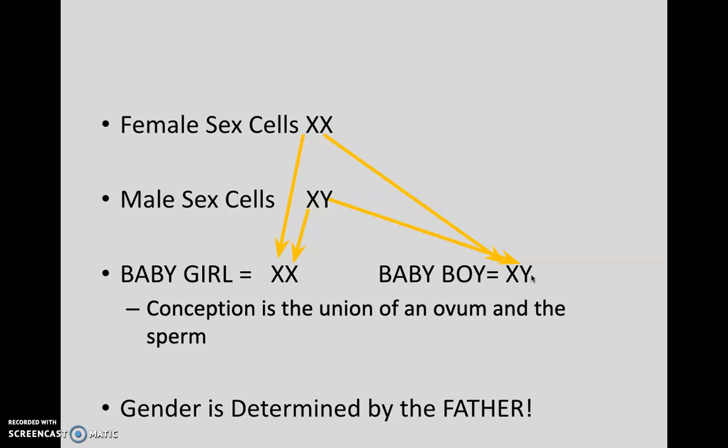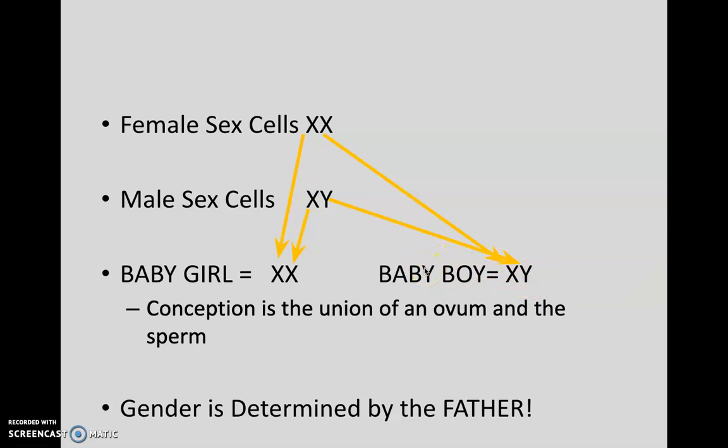Now that we have a better understanding of how our cells are splitting and combining, we know that a female sex cell is known as XX and a male sex cell is known as XY. In order to have a baby girl, we get an X from mom and an X from dad, and that gives us XX, a baby girl. Mom can only give us an X. Dad, if it's going to be a boy, provides the Y. So we have that X and that Y combining to give us XY for a baby boy.